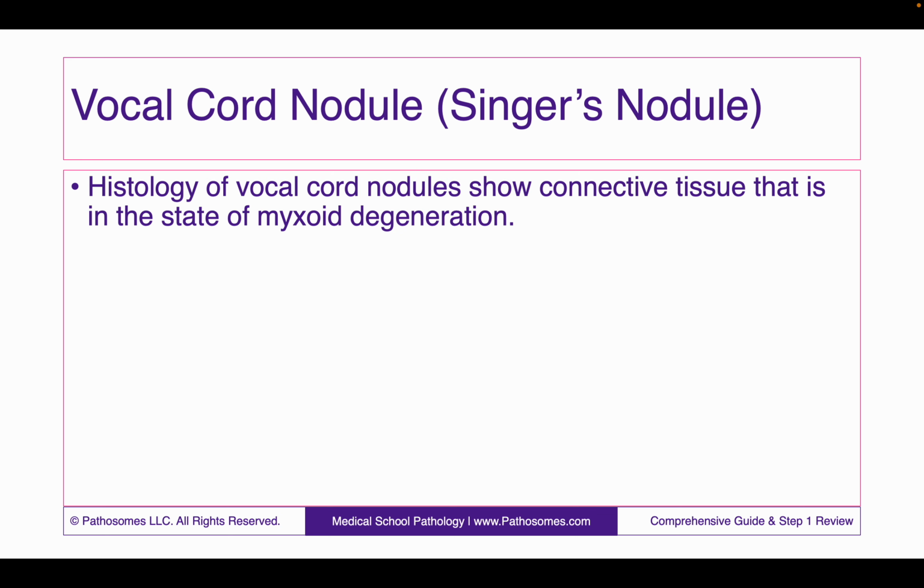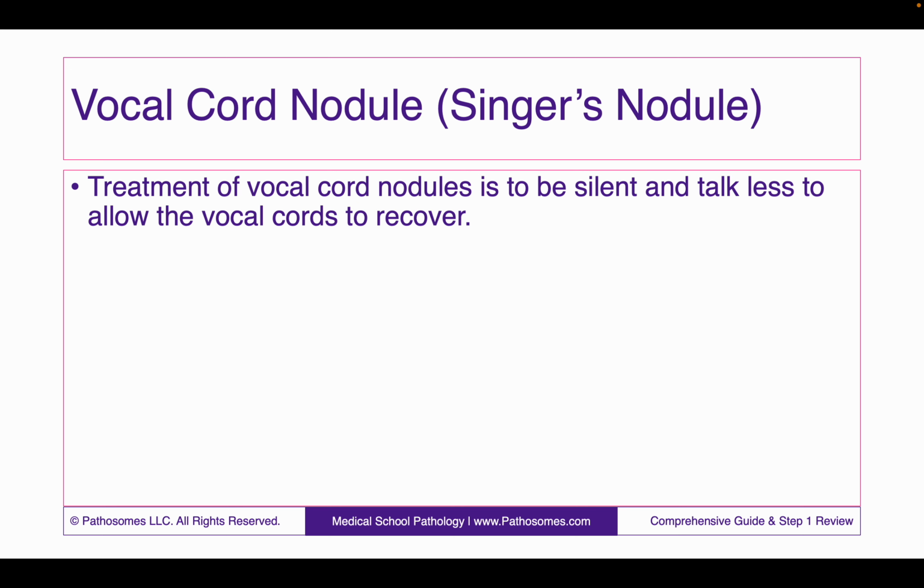The histology of vocal cord nodules typically shows connective tissue that is in a state of myxoid degeneration. Treatment of vocal cord nodules is to be silent, talk less, allow the vocal cords to recover.